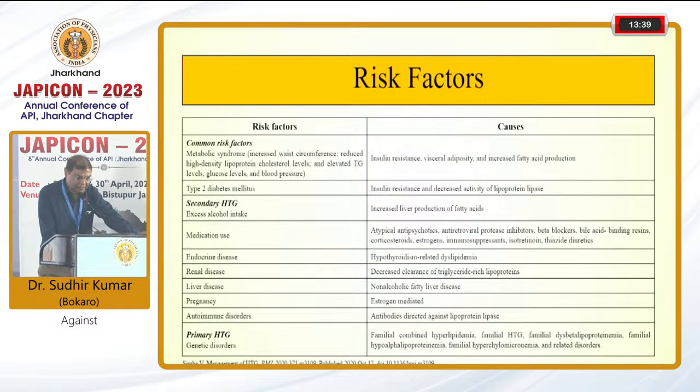Most of the risk factors are metabolic syndrome: increased waist circumference, reduced HDL, and elevated TG levels, glucose levels, and blood pressure. There are causes such as insulin resistance, and diabetes is of course there. Secondary HTG is due to excessive alcohol intake, medicine use, endocrine diseases, renal disease, liver disease, pregnancy, and autoimmune disorders.